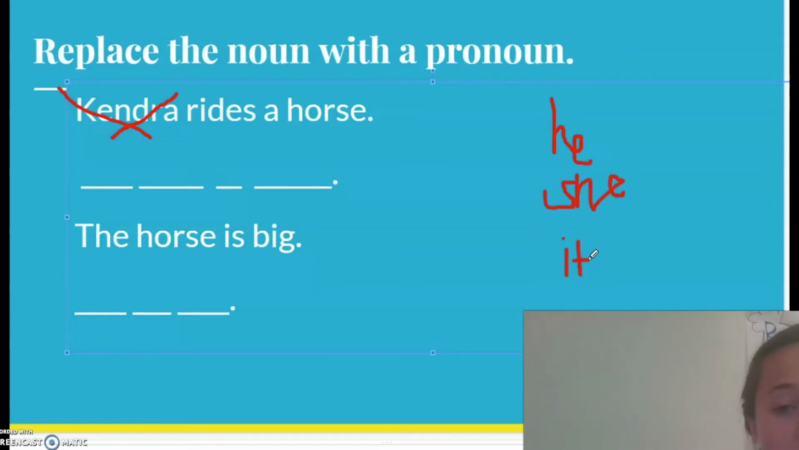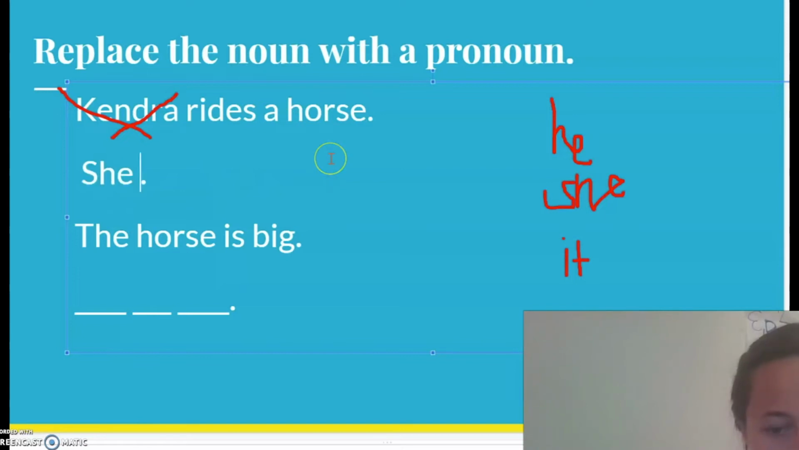Okay, Kendra rides a horse. We're going to use he, she, or it. Rides a horse. He rides a horse? No. It rides a horse. What one makes sense? You're right. She makes more sense. She rides a horse. Awesome. Now we're going to do the next one.